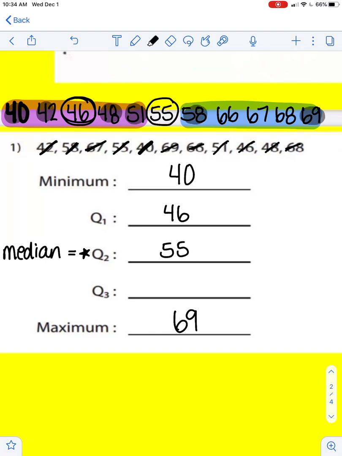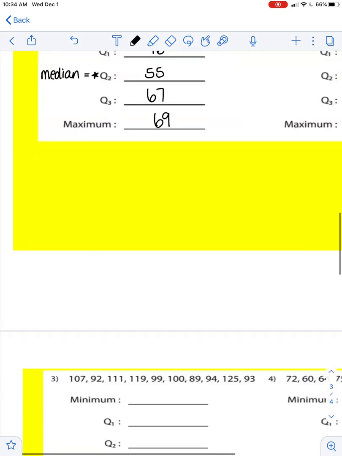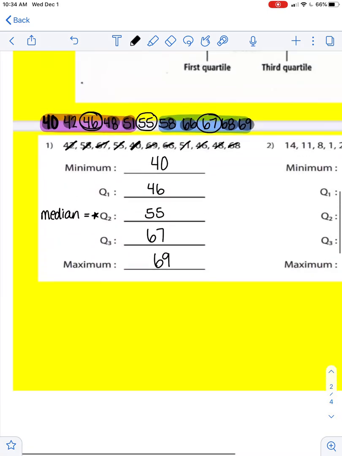And then I'm going to do the same thing on this second half right here. So I'm going to do 1, 2, 3, 4. I've got 2 on either side. So I see that the middle right here is at 67. So now I have everything filled out. So all I have to do is actually draw that box and whisker plot now.